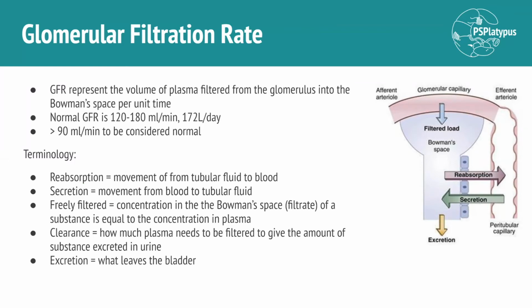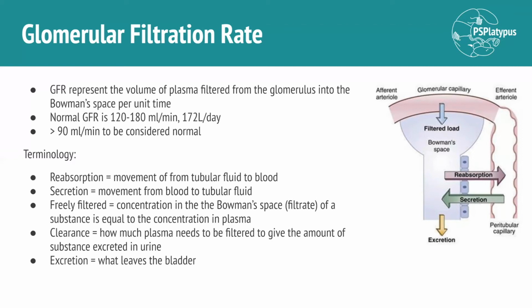Due to the variation of GFR in normal patients, in the hospital, we determine that a GFR has to be greater than 90 mLs to be considered normal. Quickly, for some terminology for the next few slides: reabsorption equals the movement of substances and fluids from the tubular fluid to the blood, while secretion is the movement of substances and fluids from the blood to the tubular fluid. And this, however, is in reference to peritubular capillaries and not stuff that is filtered out via the glomerulus.